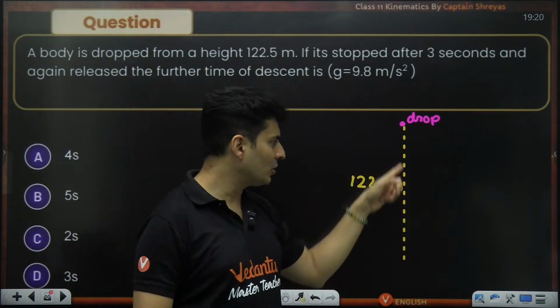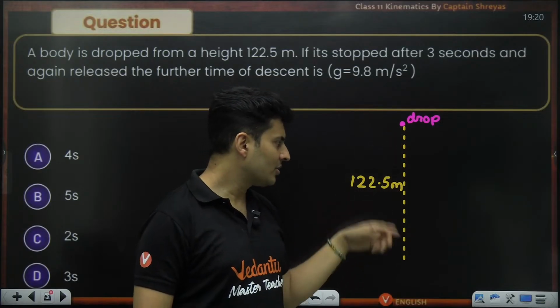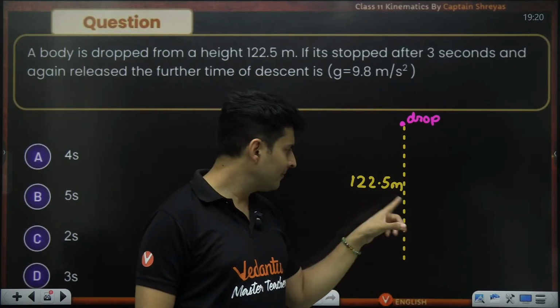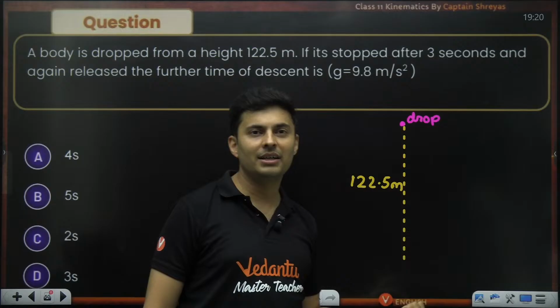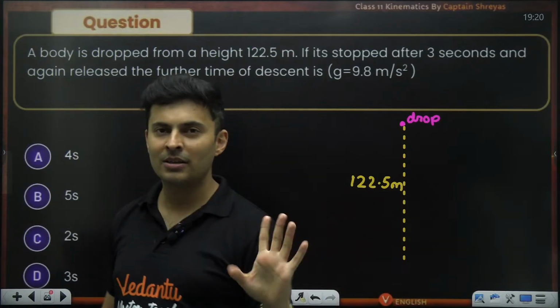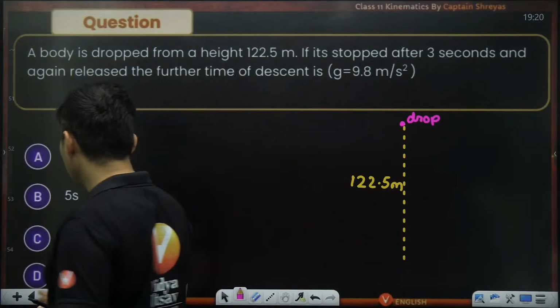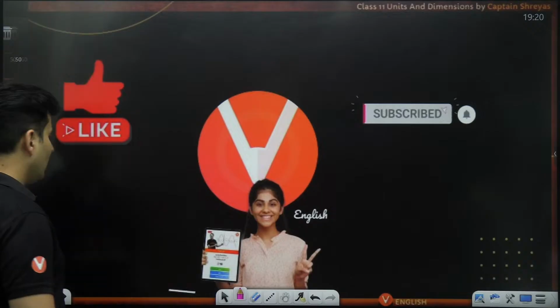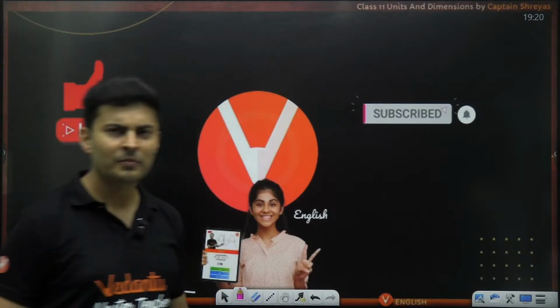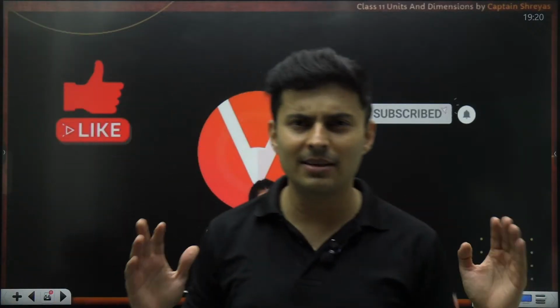So after 3 seconds, you stop it, see how much distance will it move. So subtract that distance from 122.5. That remaining distance, how much time will it take? Again, it starts from 0. So I hope now you'll be able to solve the question. The answer is there on the next slide along with the solution. So please check it. So that was your motion under gravity free fall.